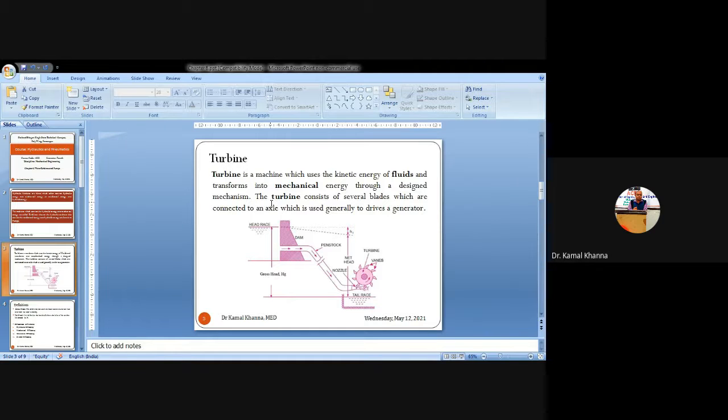So this is the head race. This point is called the head race. That is the highest point, from where the water is being stored at the highest point of the dam. So this is the dam. This is the gross head you can see, and this is the tail race.